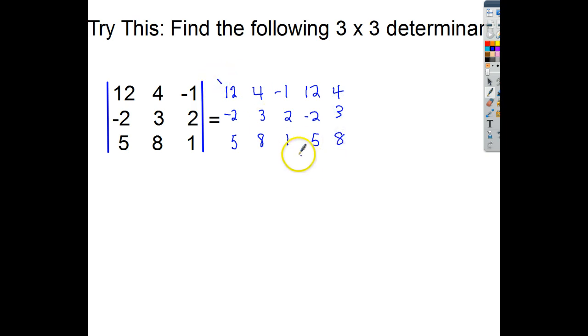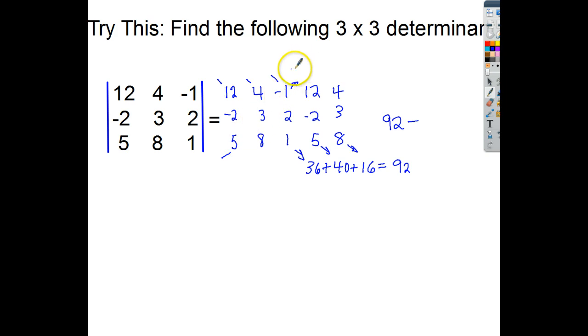Diagonal products going down. 12 times 3 times 1, 36. Always plus between the diagonal products. Next diagonal going down. 4 times 2 is 8. 8 times 5 is 40. Always plus between them. Third diagonal going down. -1 times -2 is +2, and that times 8 is 16. Okay, got to add all this up, so we have 76, 86, and 6 is 92. So it's going to be 92 minus, now we figure the diagonals going up.